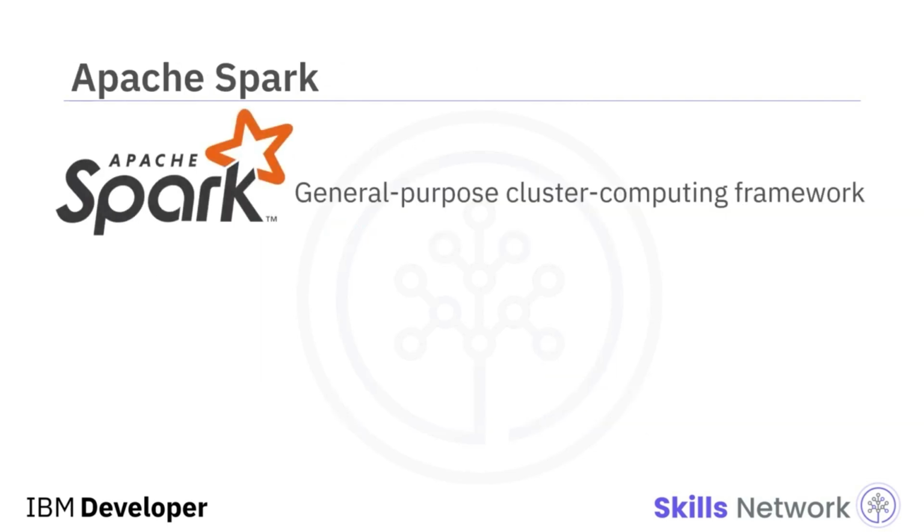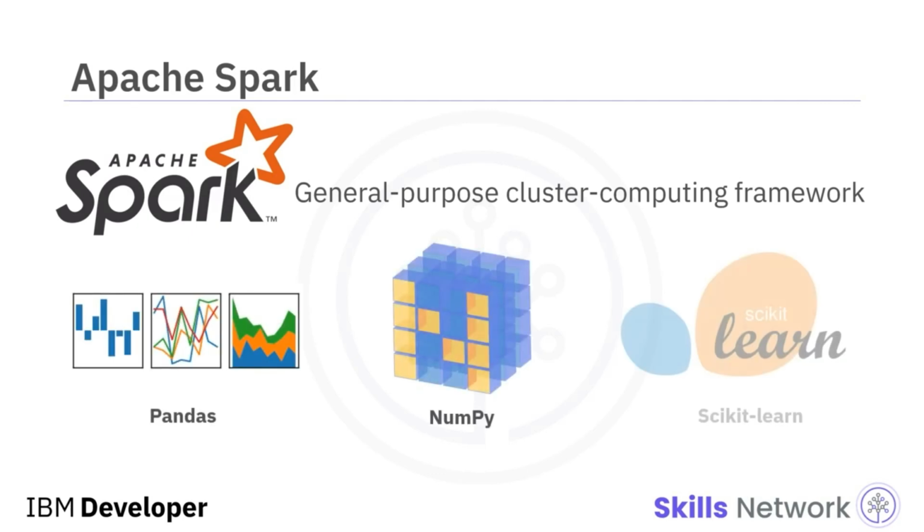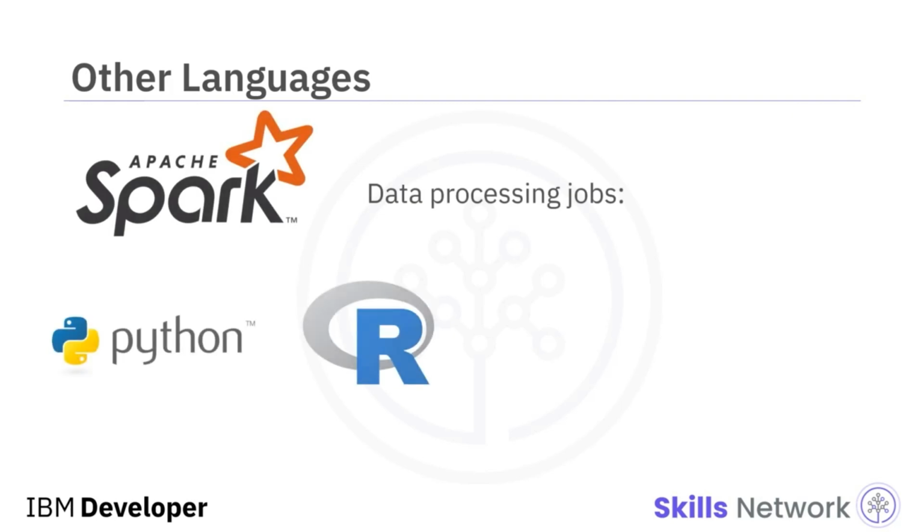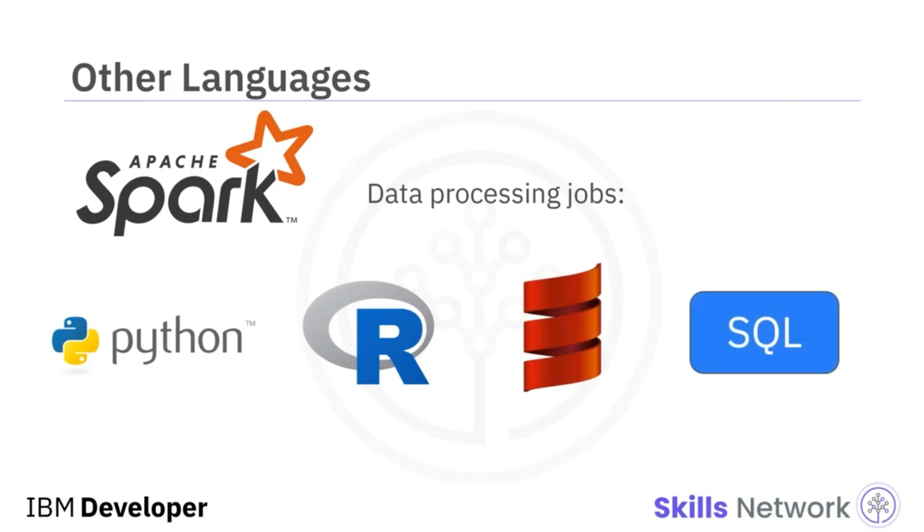Apache Spark is a general-purpose cluster computing framework, allowing you to process data using compute clusters. The data is processed in parallel on more than one computer simultaneously. The Spark library has similar functionality to Pandas, NumPy, and scikit-learn. And Apache Spark data processing jobs can be in Python, R, Scala, and SQL.